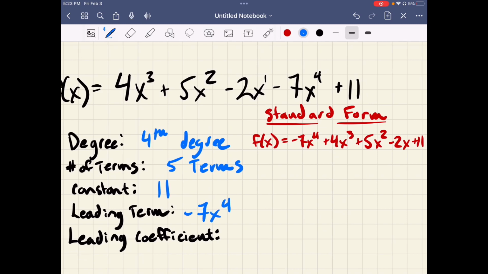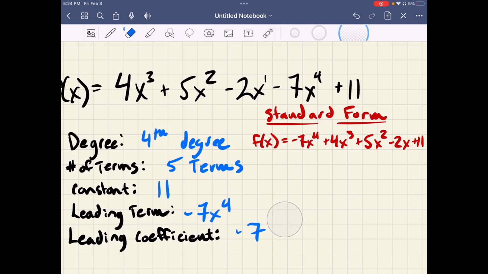Now then, the leading coefficient is the number that goes with my leading term. A coefficient in any term is the number out in front of the variable. So the coefficients in this particular polynomial are negative 7, 4, 5, negative 2, and 11. In particular, the leading coefficient is the negative 7. That's a quick one, just to show you so you can get an idea of what we're looking for.